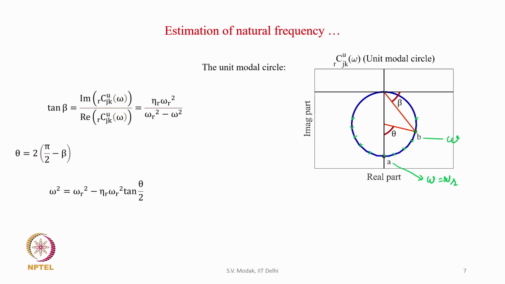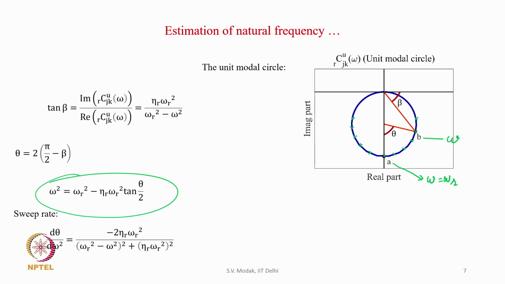Now we can substitute the value of beta from this equation into the expression for tan beta. It leads to the equation omega square equals omega r square minus eta r omega r square tan theta by 2. Then we can find the sweep rate, which is the derivative of theta with respect to omega square. From this expression we can determine d theta by d omega square, which turns out to be minus 2 eta r omega r square divided by (omega r square minus omega square) whole square plus (eta r omega r square) whole square.